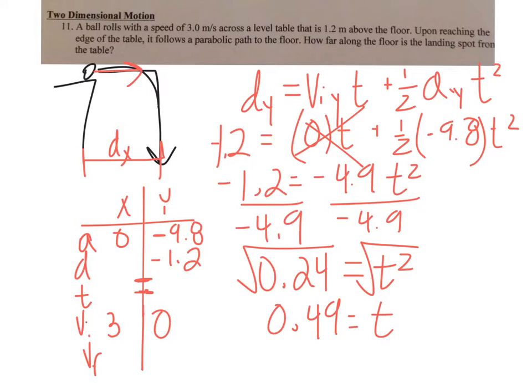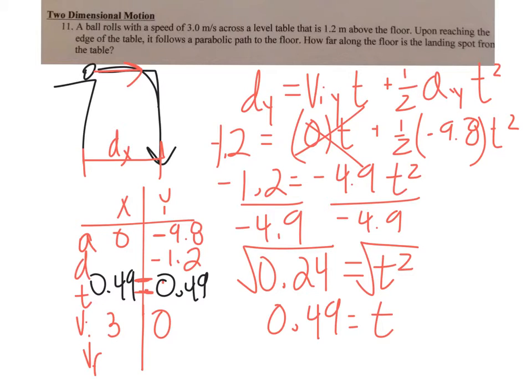A common mistake here would be that people leave this 1.2 positive because it's given to you initially as a positive number. What that would create is this 0.24 would be negative, and when you try and square root that in the calculator, it's going to give you an error message, because technically when you square root negative numbers, it turns them into imaginary numbers, and we don't work with those in physics because they're not real. All right. So anyway, that's your time, 0.49, in both columns.